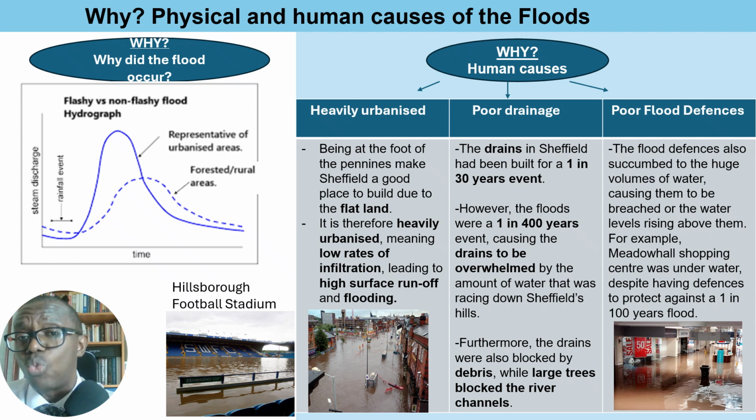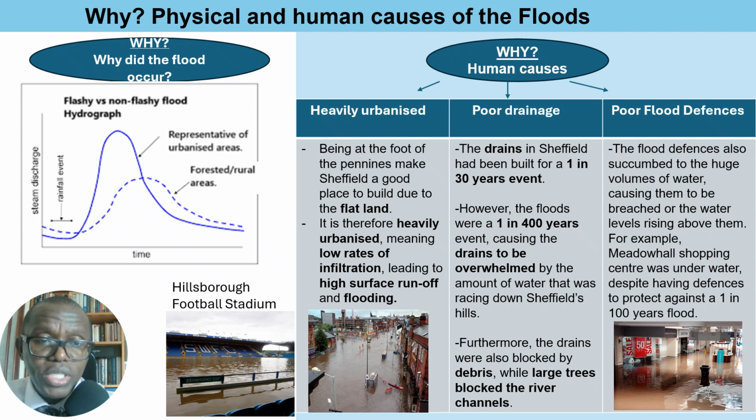Now, the flood defenses as well gave in to the amount of water that was coming in, either because they were breached, as in they broke basically, or because the water levels were too high for them. They were higher than the flood defenses. So if there's a flood wall and the water rises to a level that is higher than it, obviously it will not be able to cope with that water or block that water from going into the surrounding area. And Meadowhall Shopping Center, for example, had defenses to protect it against a 1 in a 100-year event. But like we've said, this was a 1 in 400 years event, and therefore the defenses were not good enough, and therefore the area ended up flooding.